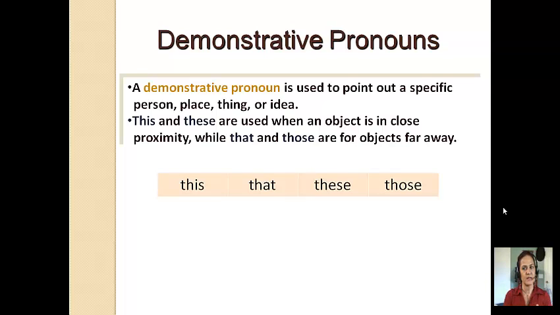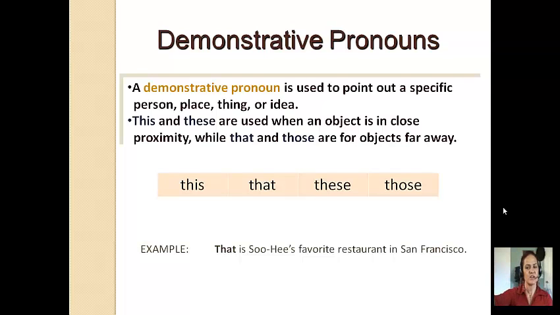So this is what you need to remember about demonstrative pronouns. This and these refer to close to the body. That and those refer to far away from the body. Let's look at the examples. That is Sohee's favorite restaurant in San Francisco. So I look at that and I understand that it's a demonstrative pronoun, meaning something that is not next to the person. It's a distance away.